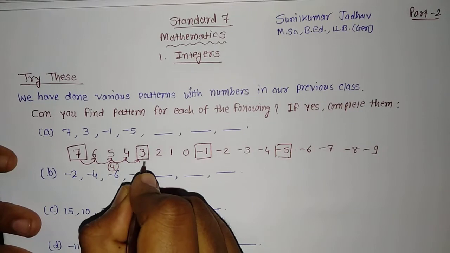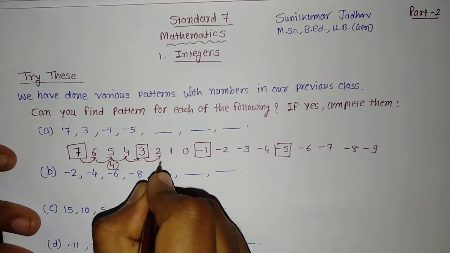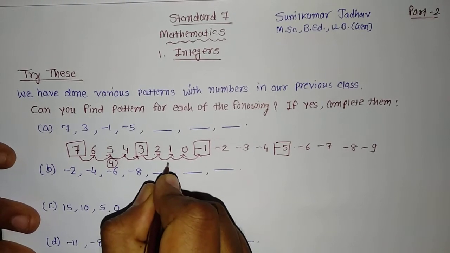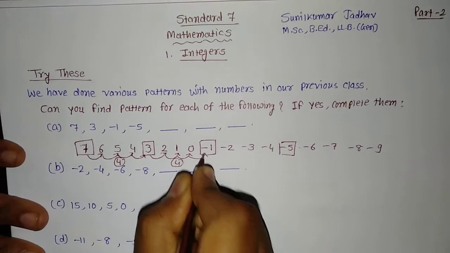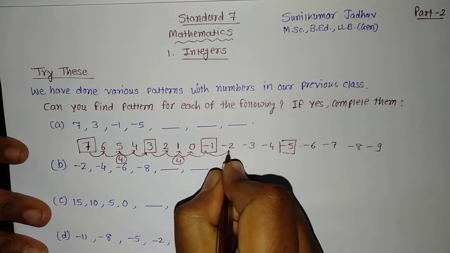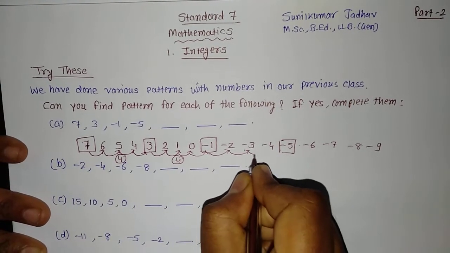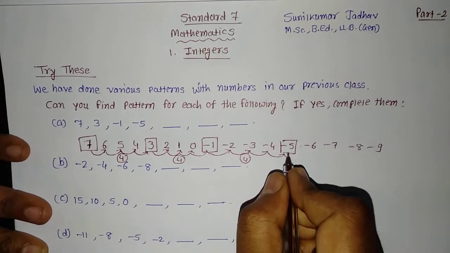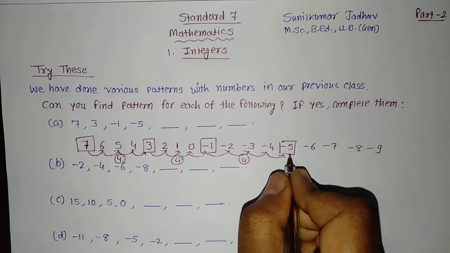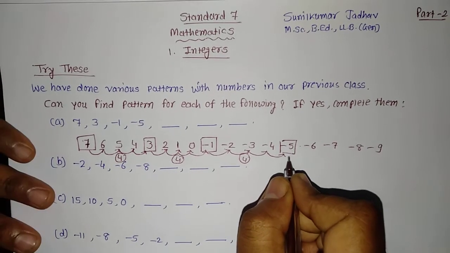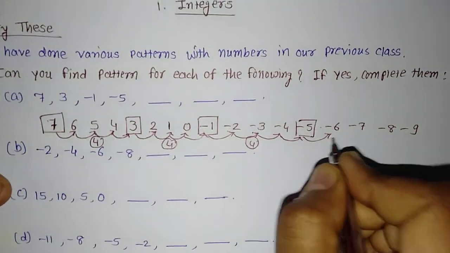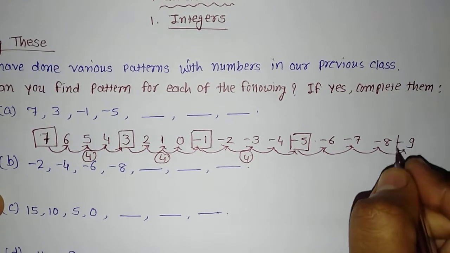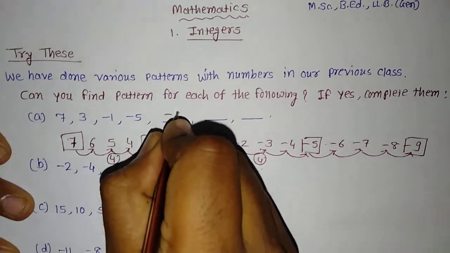In a similar way, if we go ahead, again this is 1, 2, 3 and 4. Again with a gap of 4 the number is minus 1. Again you will check 1, 2, 3 and 4. After this gap of 4, the number we got is minus 5. It means our next number will be after a gap of 4. So we'll go 1, 2, 3 and 4. So our next number will be minus 9. So we'll put it here.